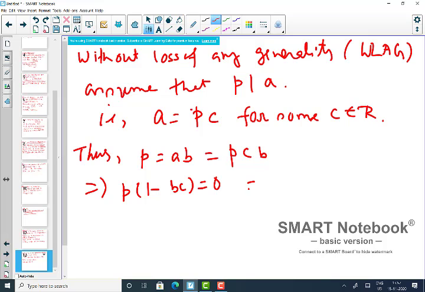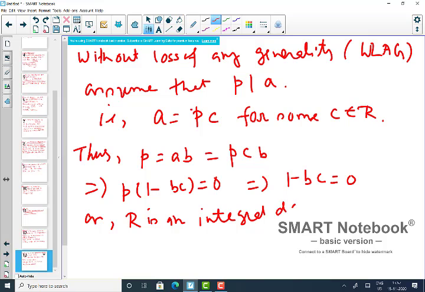And this implies 1 minus BC equals 0, as R is an integral domain and P is not equal to 0, right? P is a prime number, so it cannot be 0. And then you know that if we have a product of two elements equal to 0, then either one has to be 0. P cannot be 0, so the other has to be 0, right? So what does that mean? That means B times C equals 1, and this implies B is a unit, right?